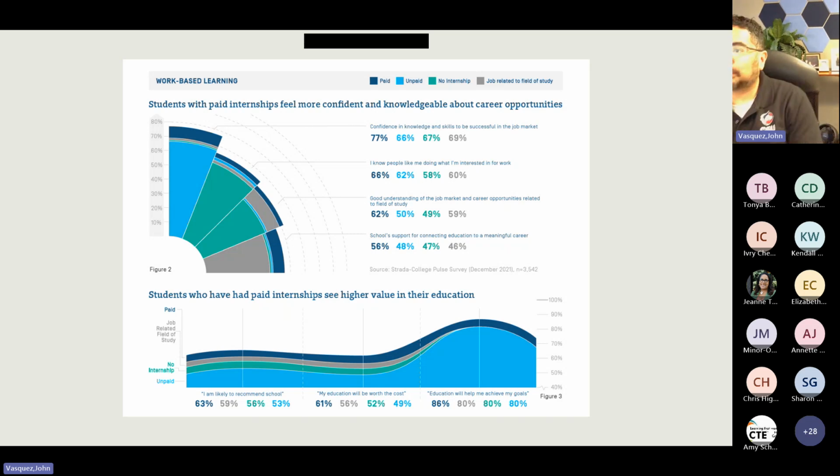They believe their school has support for connecting education to a meaningful career. And so this is paid internships, unpaid internships. The green is students with no internship, and then students that have a job or job related to the field of study.